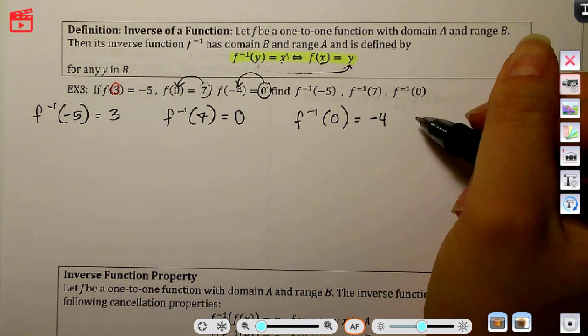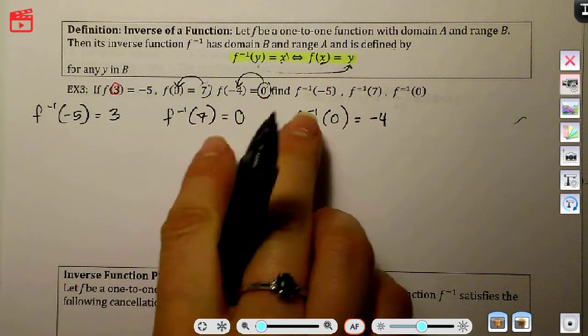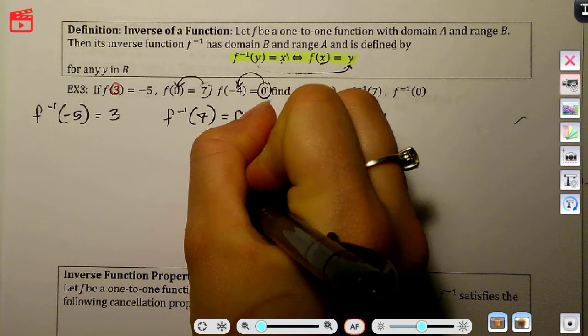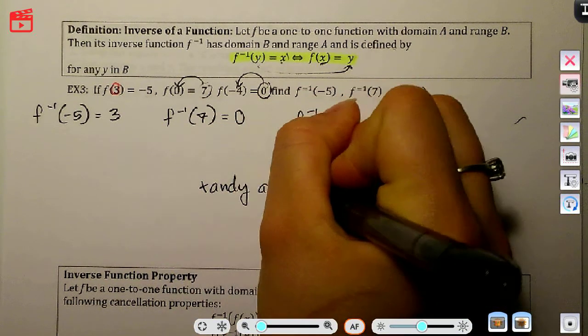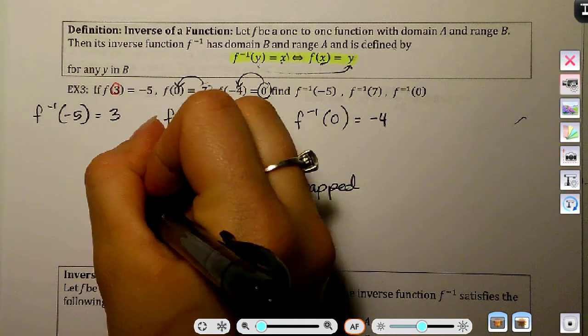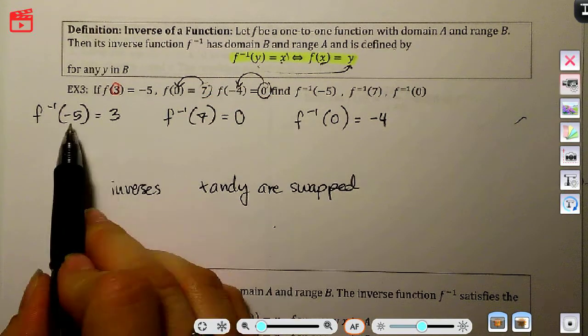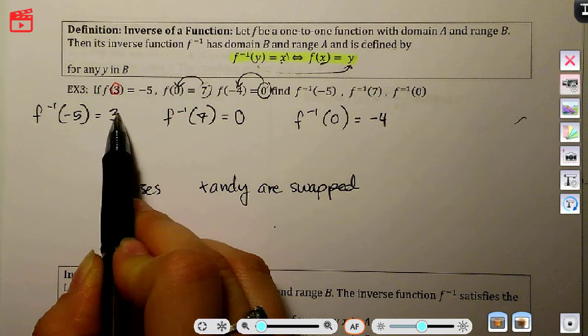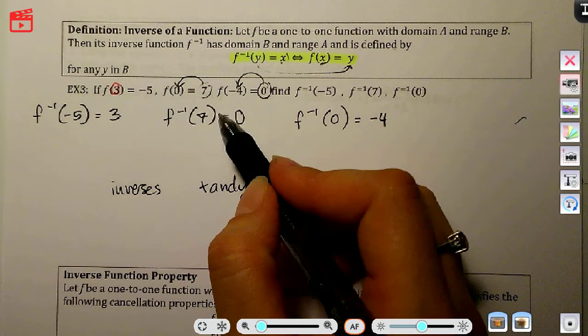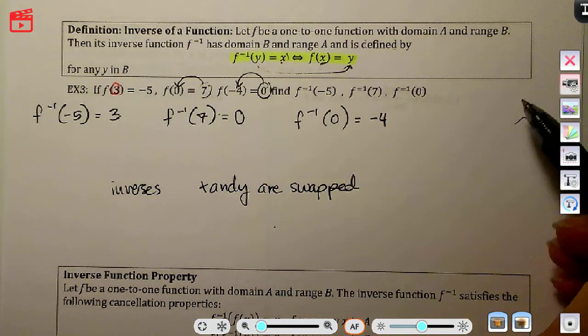So basically, notice what happens is that for inverses, their x and y values are swapped. x and y are swapped. Okay, so if I look at these two, they're inverses because their x and y values have been swapped. Just like these, x and y are swapped, and these, x and y are swapped.